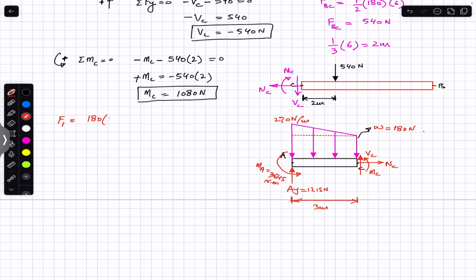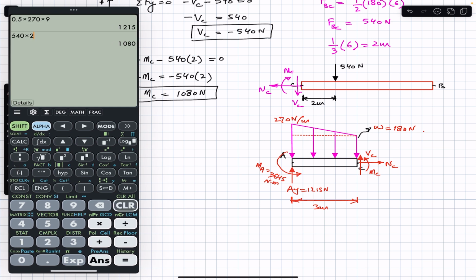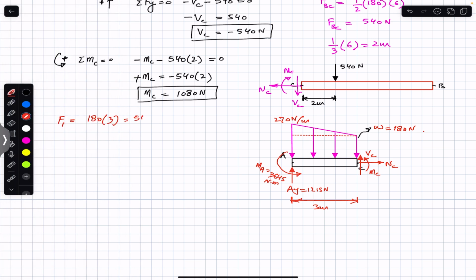So 180 multiplied by 3 is 540 Newton. And where will this F1 act? This F1 will act at the centroid of this rectangle. So the centroid of this rectangle will be at 3 divided by 2, or we can say the center of the rectangle.